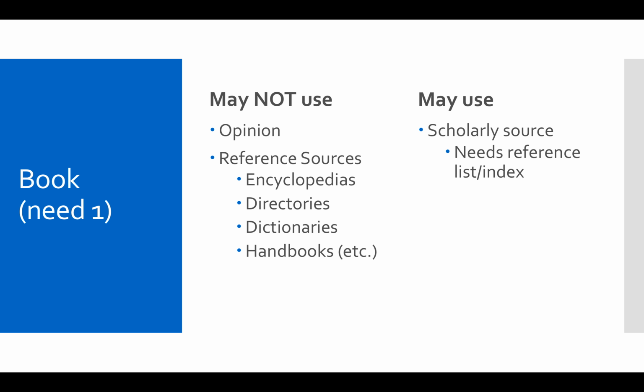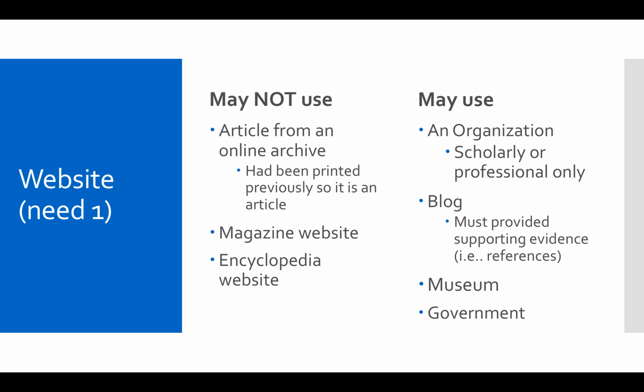You need 1 book. You cannot use an opinion piece book, and you cannot use a reference source. So it can't be an encyclopedia or a dictionary or a directory or a handbook. What you can use is a scholarly source. So again, think about a book that has an index and a reference list attached to the end of it, so that when you flip to the back, you can see what pages your information's on. Think about that type of source, and that's going to be the source that you can use for your book.